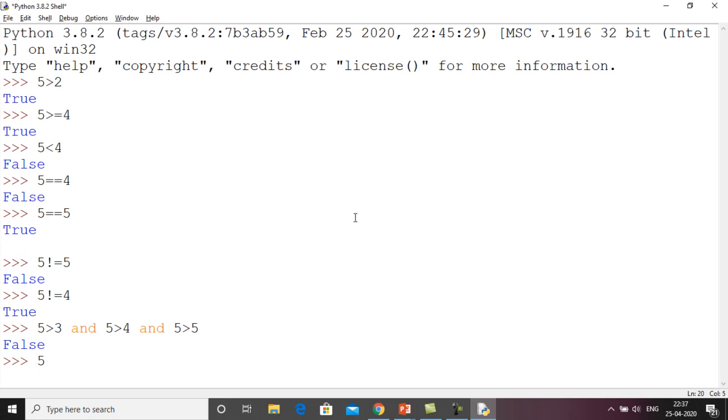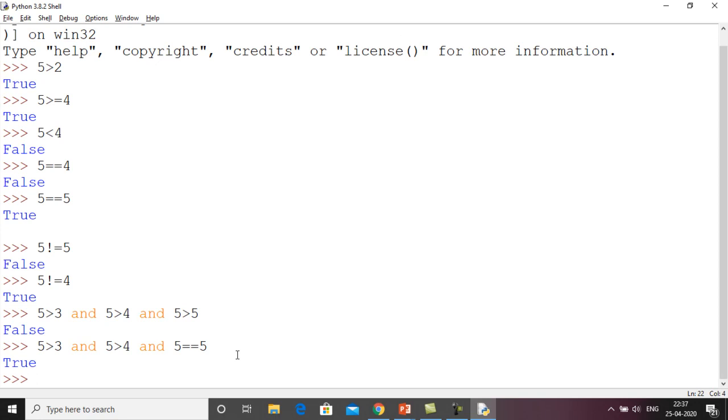Okay, but suppose I write the condition like AND 5 greater than 4 and 5 is equal to 5. Suppose I use this expression. So if you look at this scenario, you can see that all the conditions given over here are true. The first condition, 5 is greater than 3, is true, 5 is greater than 4 is also true, and 5 equal to 5 is also true. So all the conditions are true. So in that case we will get the answer as true.